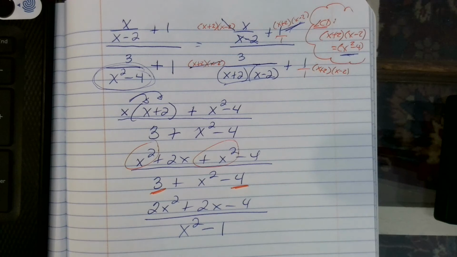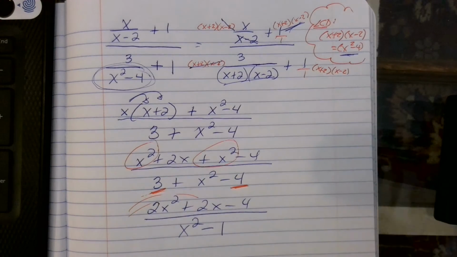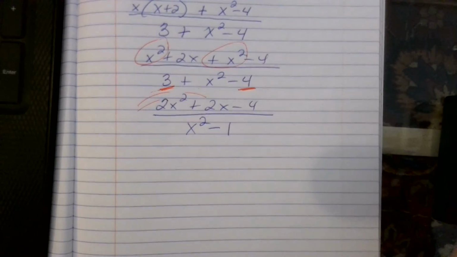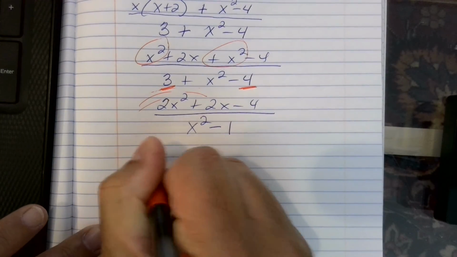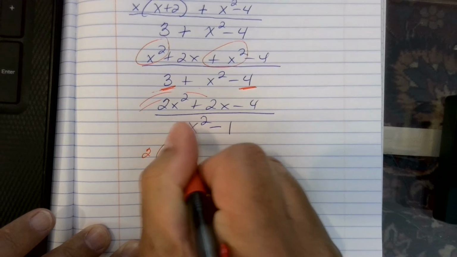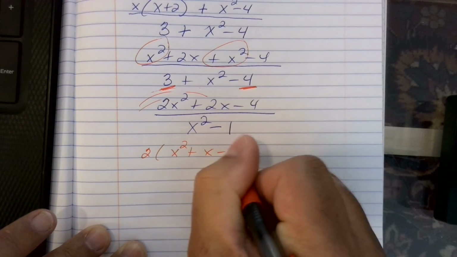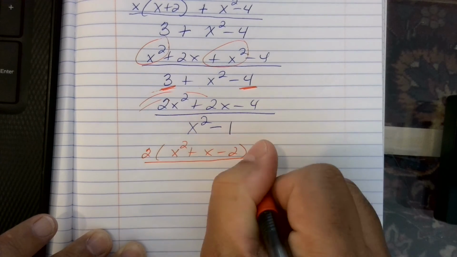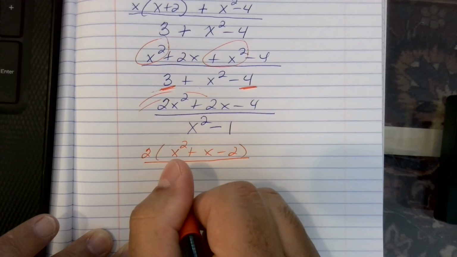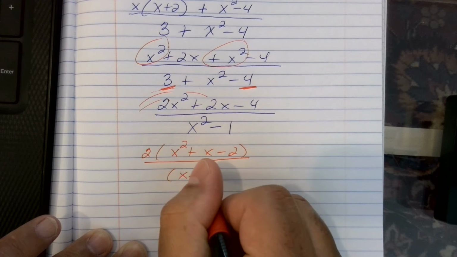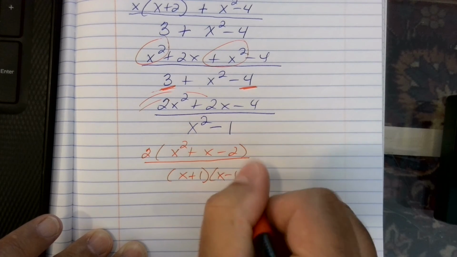When I factor, the first step is always to look for a GCF. And in this case, I do have a GCF up top here. It looks like I could take out a 2, and I'd be left with x squared plus x minus 2. On the bottom, there is no GCF. This would just be the difference of two perfect squares.